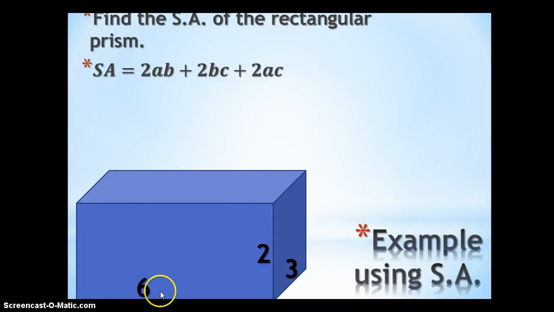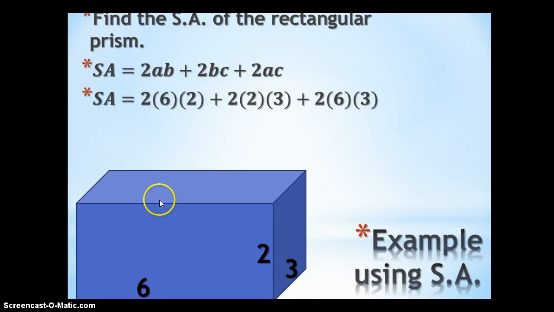So in this case, one of your variables that you are given, or one of your givens, will become A. Generally, that's the base. B would be the height, and C would be the width. So let's see what that looks like. We're going to have 2 times the base, which is 6, and the height, which is 2, plus 2 times the height, which is 2, and the width, which is 3, and then plus 2 times the base again, which is 6, and the width, which is 3.